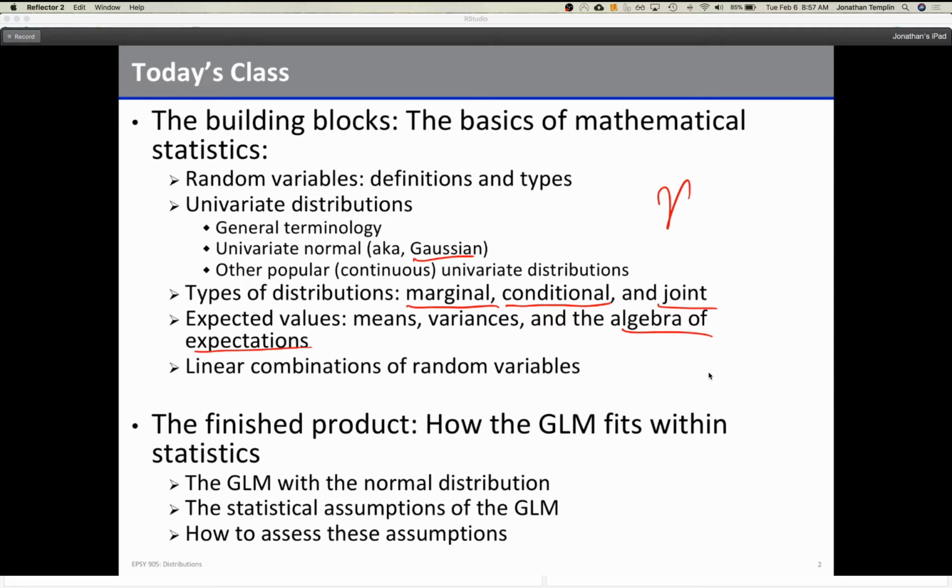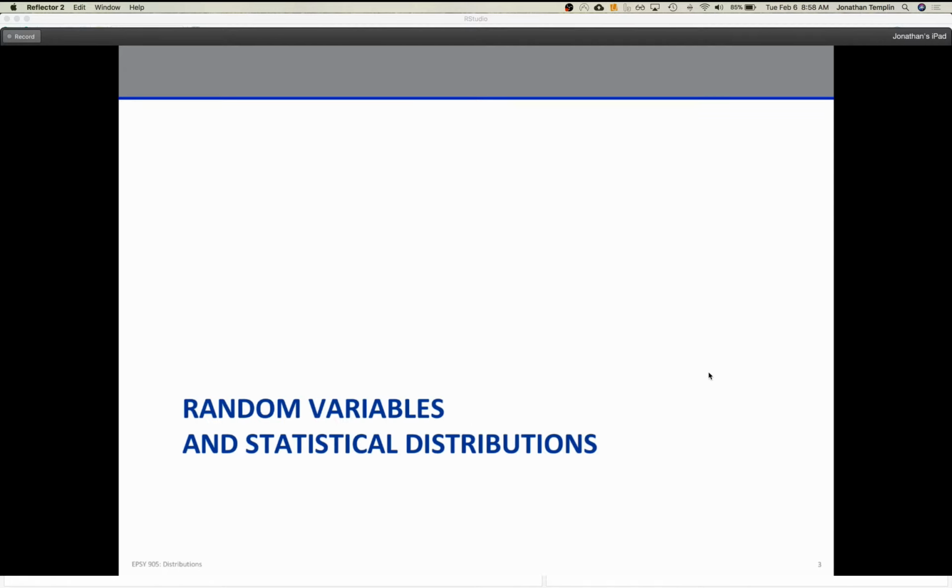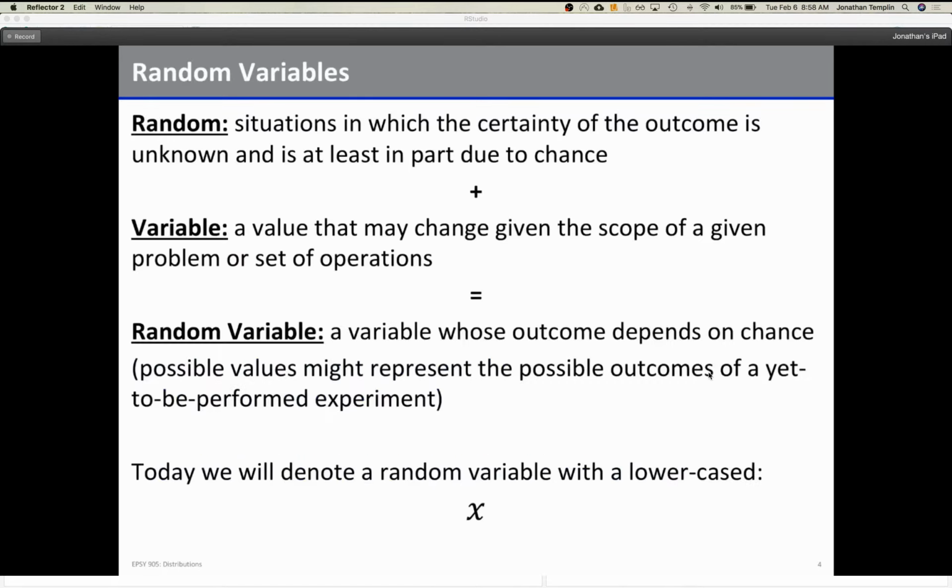Then we'll finally put it all together and talk about how the linear model fits within statistics, show how it works with the normal or Gaussian distribution, and talk about how we might want to assess the assumption that the error terms are normally distributed. So we'll dive right in with random variables and statistical distributions.